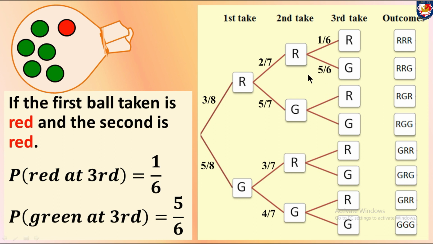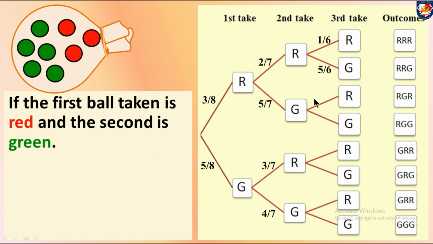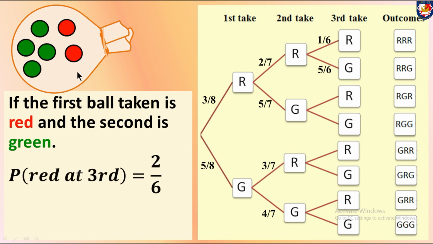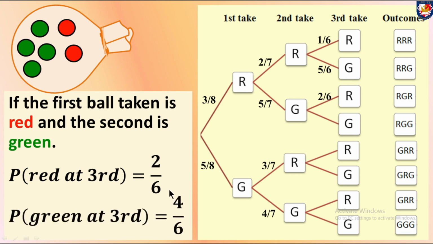How to fill the probability here? The probability here is the probability of getting red at the first and getting green at the second. So take 1 red at the first and take out green at the second. As you can see, the probability of getting red at the third is 2 out of 6 because there are 2 red balls out of the 6 balls. And you write 2 per 6 here. And the probability of green at the third is 4 per 6. So you write 4 per 6 here.